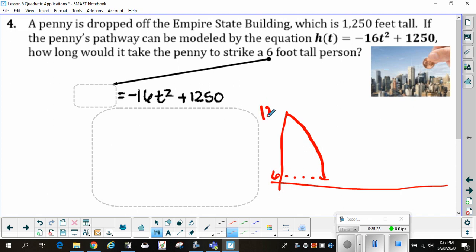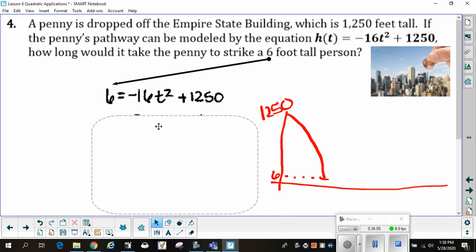This is 1,250 feet. Notice that there's no value for t, and that's because it's just dropped. It's not thrown down. If I threw it down, then it would have a negative velocity, okay? If you throw it up, it's a positive velocity, but just dropping it means you let it go. So the initial velocity is 0. So here, I want to know when it hits something that's 6 feet off the ground. So instead of setting this equal to 0, I'm going to set it equal to 6.